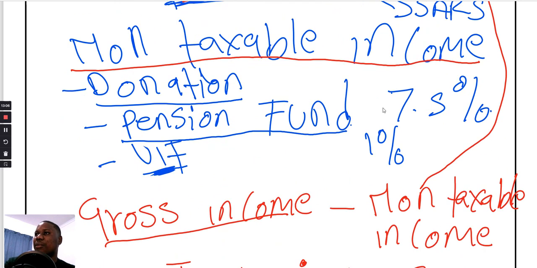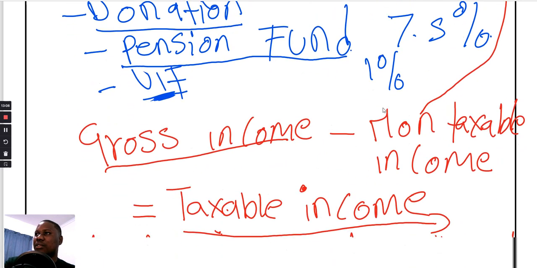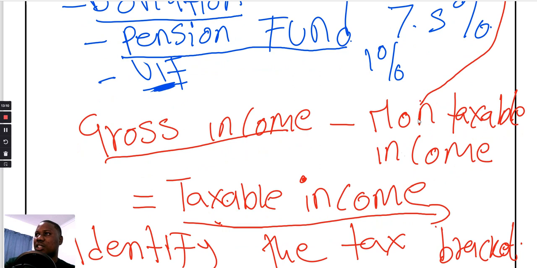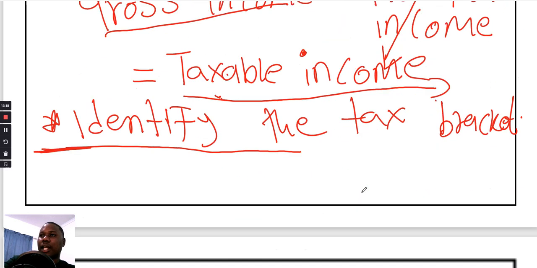It will become your taxable income. I'm just going to extend it. It's going to become your taxable income. Okay, right, let's move to the actual question right now.